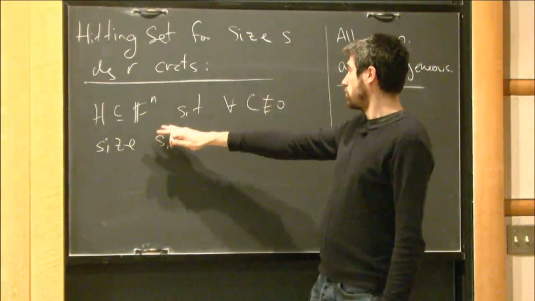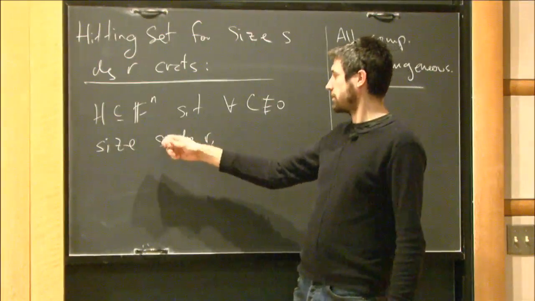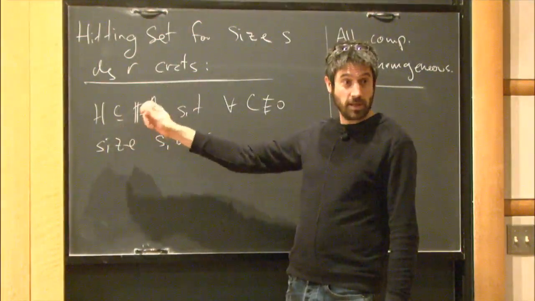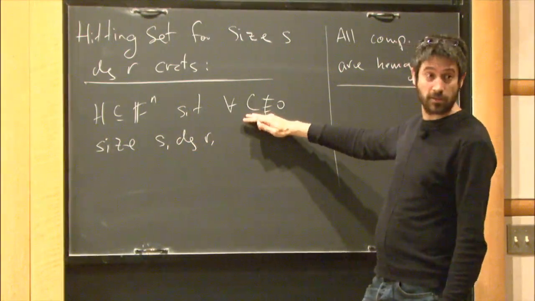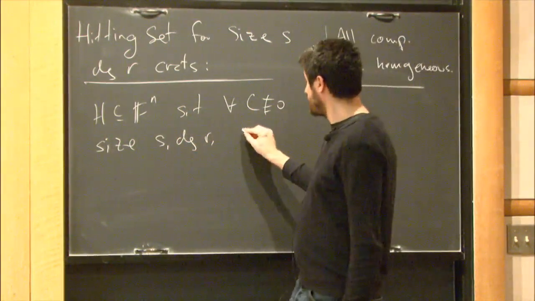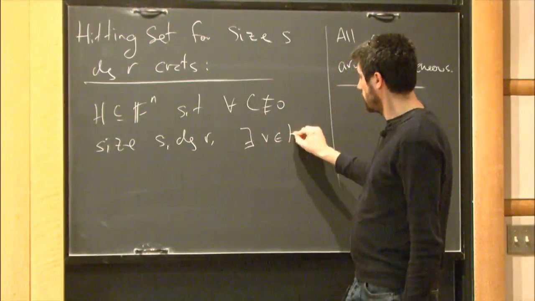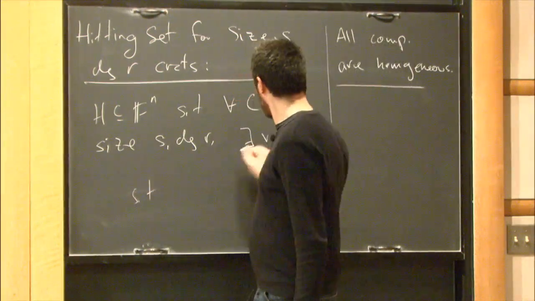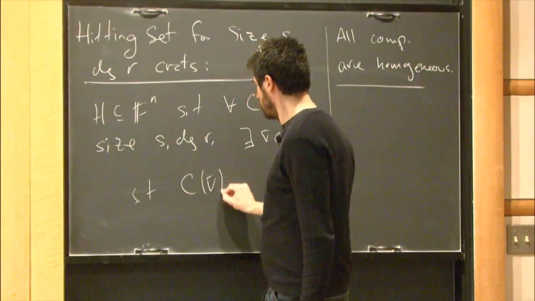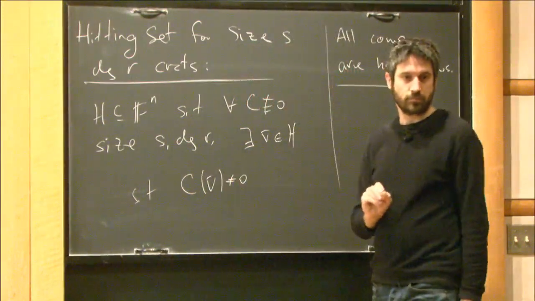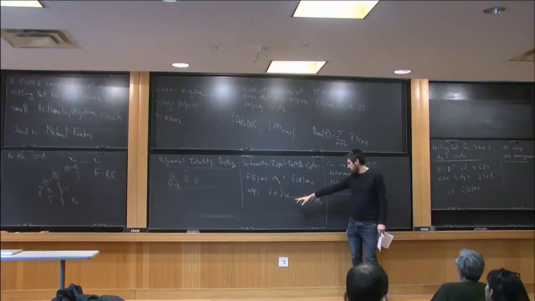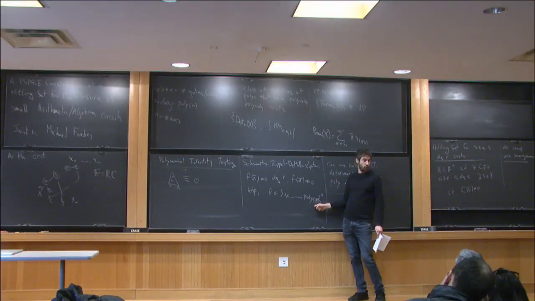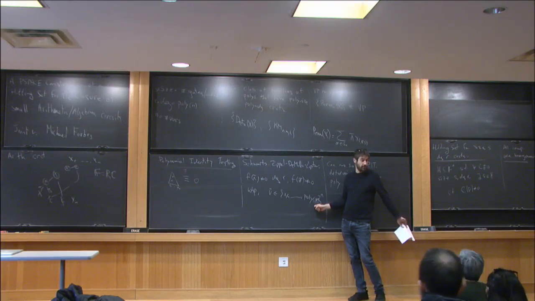Without loss of generality, we can just restrict our attention to such polynomials and make our life slightly simpler. So anyway, H is a hitting set if it's a set of inputs such that whenever C is a non-zero circuit, there exists some input v in H such that C of v is not zero. So of course, if you look at the Schwartz-Zippel, DeMillo-Lipton lemma, if you just take this huge cube, then it is a hitting set.